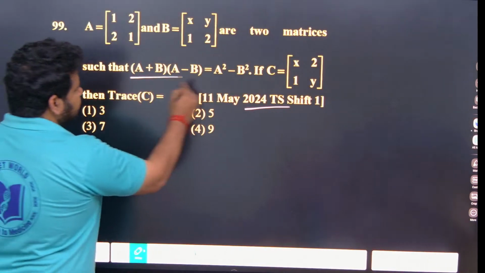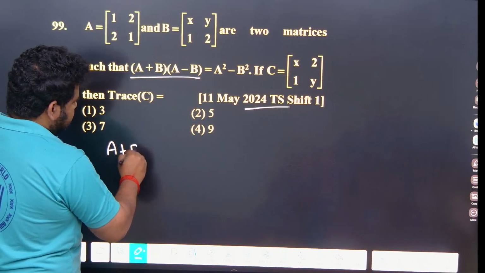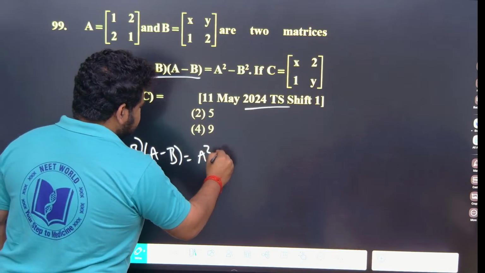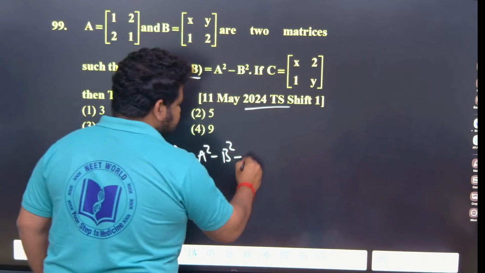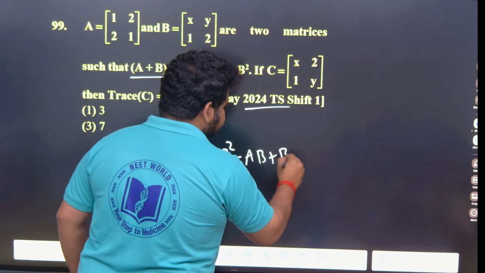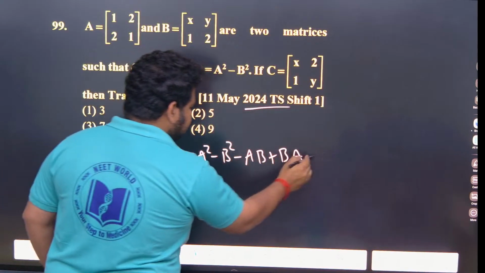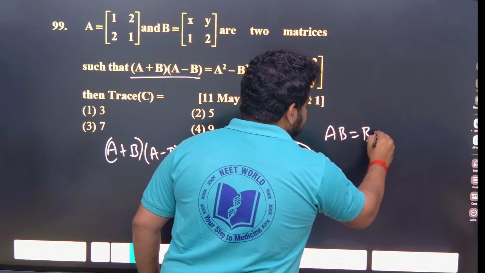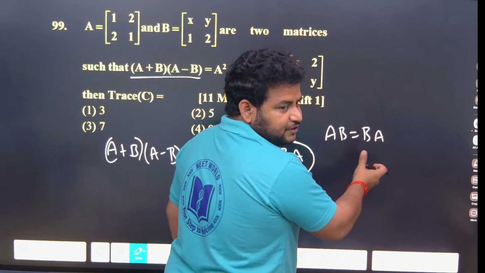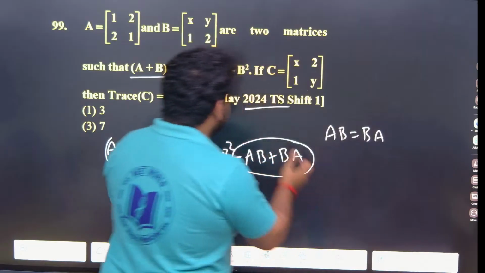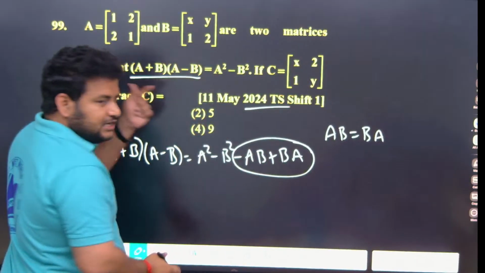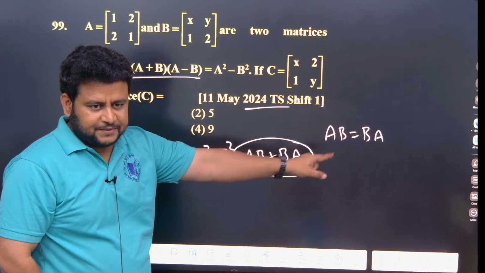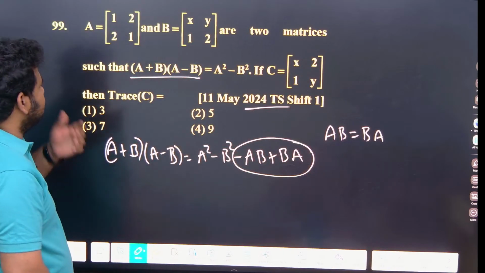I told you this property. A plus B into A minus B, actually the formula is A square minus B square, minus AB plus BA. If it is coming A square minus B square, that means these two are equal. AB is equal to BA. That means the matrix multiplication is commutative. So if they are giving like this, directly it should strike your mind that AB is equal to BA. So let us use that here. AB is equal to BA.